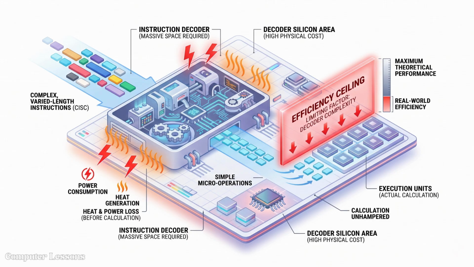Because instructions vary in length, the CPU must dedicate massive amounts of space to decoders that translate these commands into simpler micro-operations. These decoders consume power and generate heat before the actual calculation even begins, creating an efficiency ceiling.